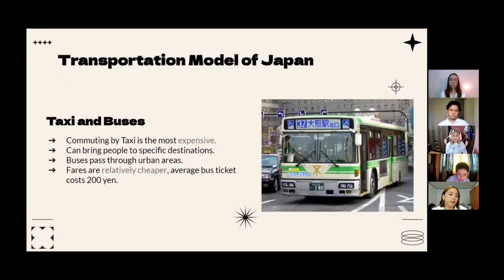So their other forms of transportation include by taxi or bus, with commuting by taxi the most expensive among other modes of transport, but it is still utilized as it can bring people to specific addresses, especially if it's written in Japanese. Japanese buses also pass through urban areas, and the fares for these are relatively cheaper than commuting by train, with the average bus ticket price at only 200 yen.